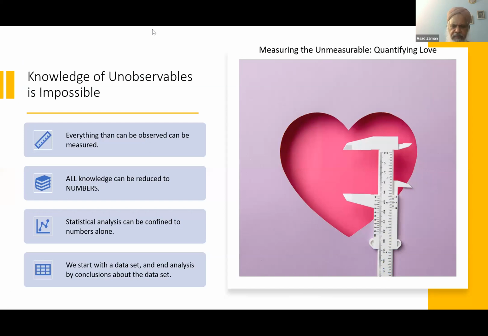So what that means is that what is unobservable, you can't know. Only what is observed is the subject of knowledge. If you observe something, then you can obviously measure it in many different ways. You can take a photograph and measure it, and many other ways. Since we are only dealing with appearances, not underlying reality, you can always reduce everything to numbers. Basically, statistical analysis starts with the data sets and ends with the data sets. You only talk about numbers. You never talk about the underlying reality.